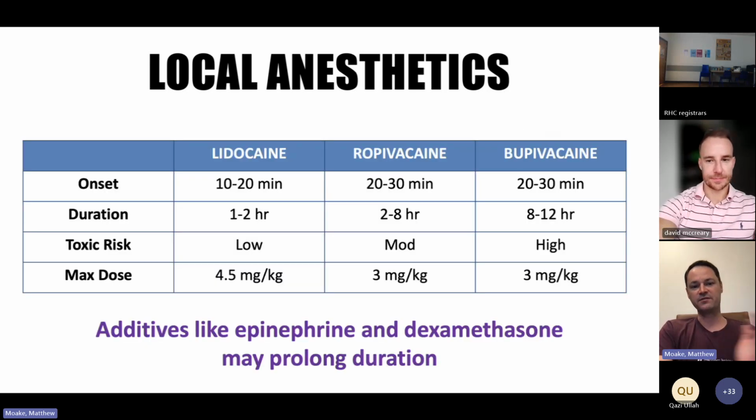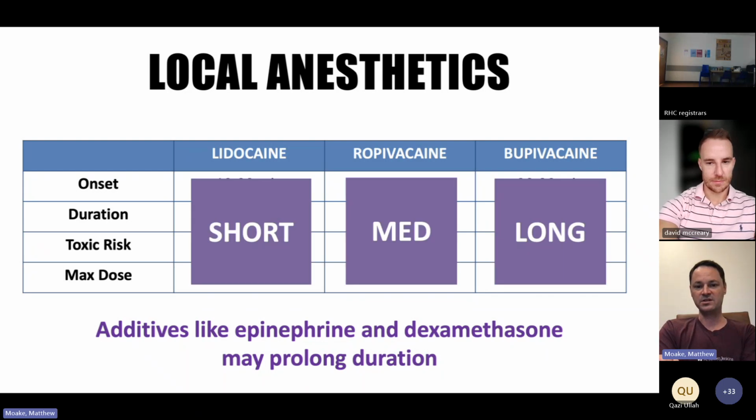You can think of these as different onset of duration, different timing of onset, different duration, and then varying toxicity risk is shown here with the different max doses. I typically think of these as sort of short, medium, and long. We in my shop use lidocaine and ropivacaine. We typically avoid bupivacaine because it's got a little higher side effect profile.